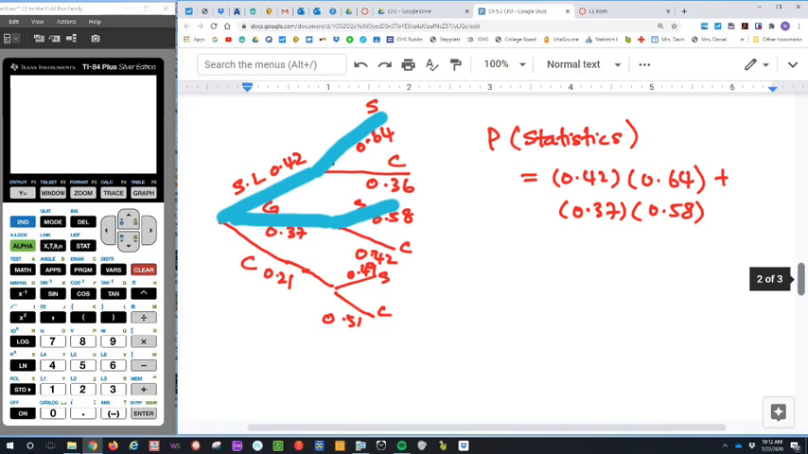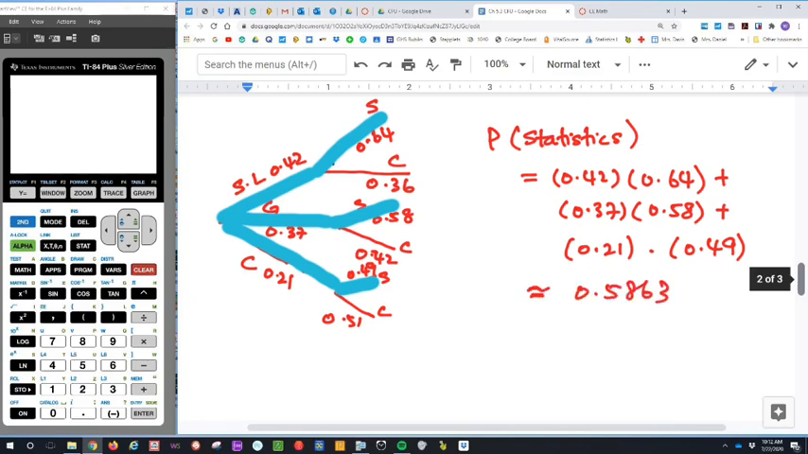Now, is there another branch? Yes, we have another branch that comes from the Canyon District. So we have to add them. So Canyon is 0.21, and I think I made a mistake there, that's supposed to be times. Okay, all right, 0.21 times 0.49. And when we do the multiplication and add them up, it's about 0.5863.